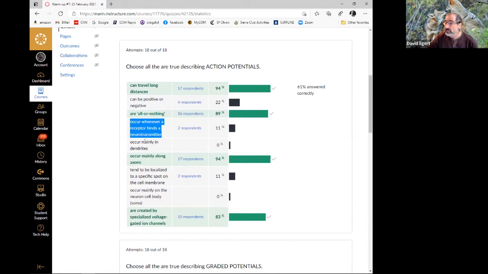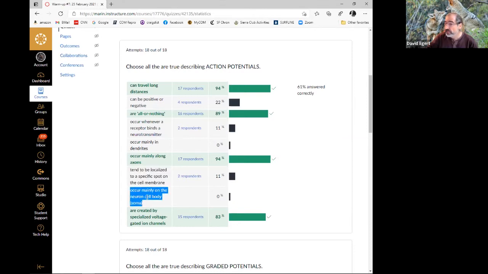Occurs whenever a receptor binds a neurotransmitter? Most definitely not. We saw there's usually the influence of many synapses all working together and all kind of adding up to bring the axon hillock above threshold. Occurs mainly on axons, most definitely. Tends to be localized to a specific spot, most definitely not. They travel long distances. That chain reaction goes along the whole length of the neuron.